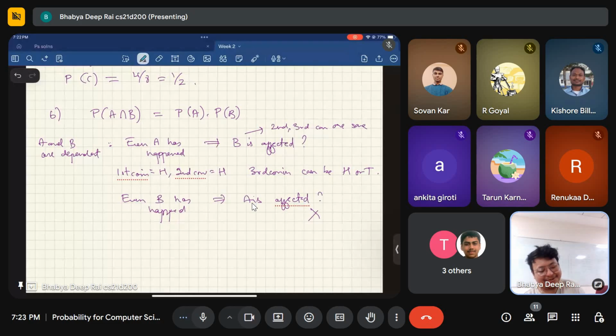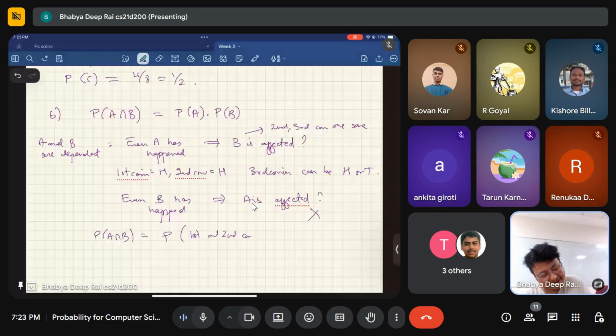Okay, so clearly that is the case. But let's do it mathematically now. So probability that A intersection B, what is this? A has happened. Probability that the first and second coin match and the second and third coin match.